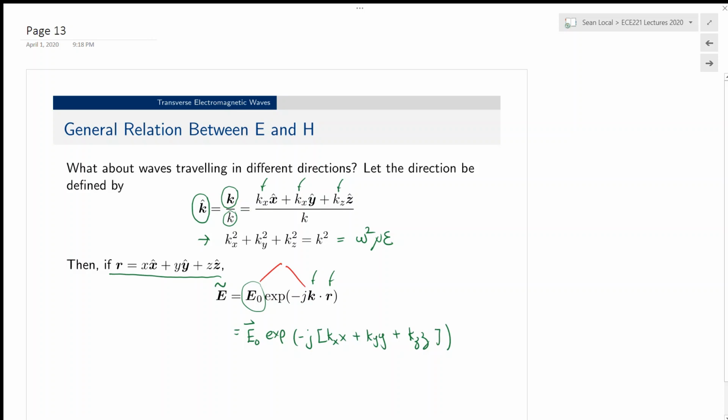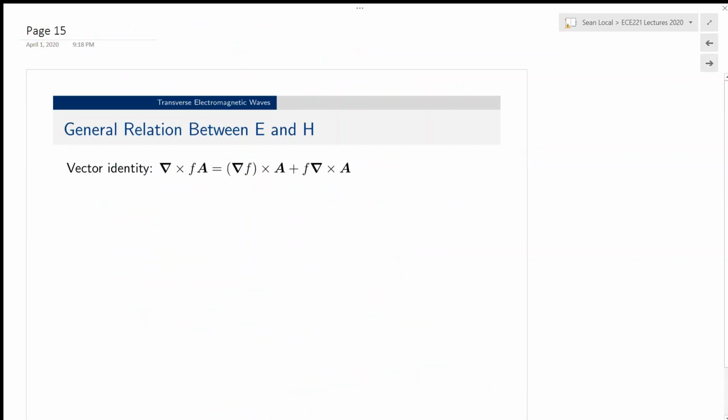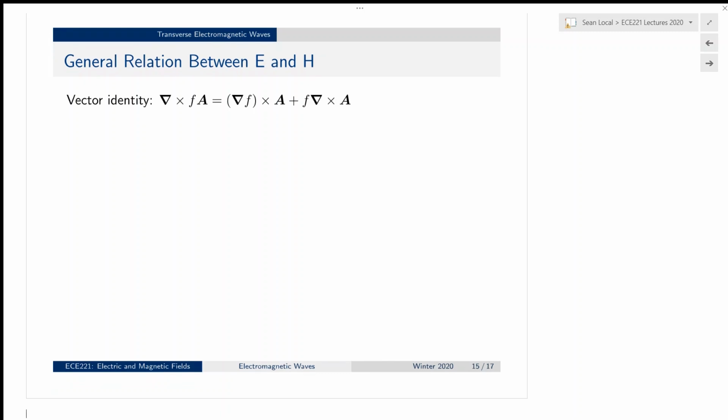So what about the magnetic field? Well, we expect the magnetic field to also be perpendicular to the direction of propagation, so we might as well prove that as well. To make this proof, we're going to need this identity, which is what happens when we take the curl of the product of f and A. We know that we can find the magnetic field from the electric field from the relation that we showed earlier.